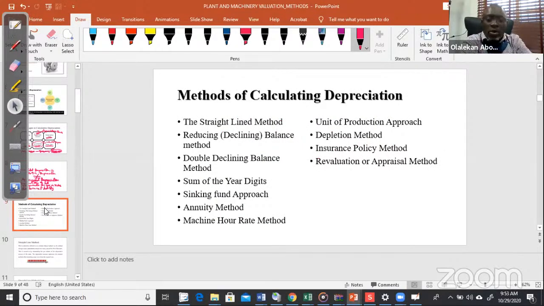Now, in terms of methods... Hello, sir. Can I ask you a question? Can you hear me? Yes, I'm with you. Can you have accrued depreciation occurring over a period of time? I'm trying to determine which has a higher value between the two.